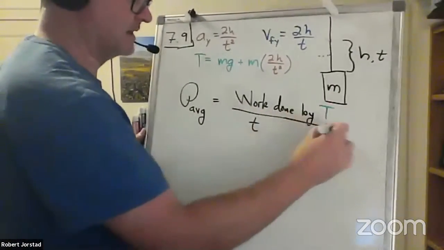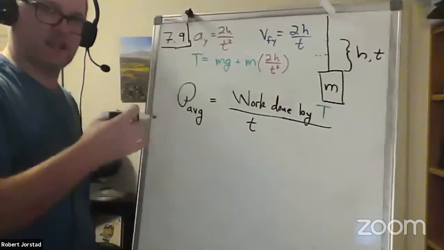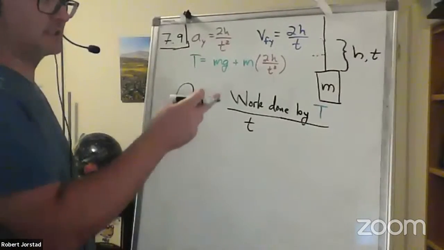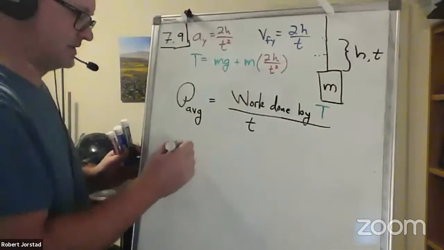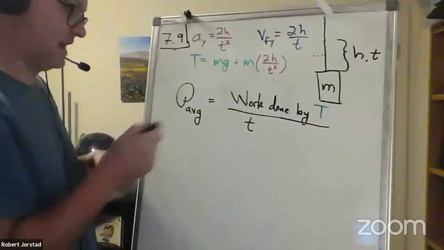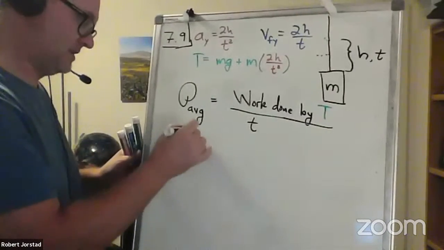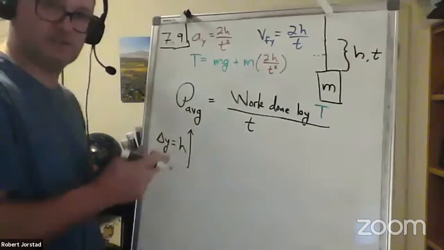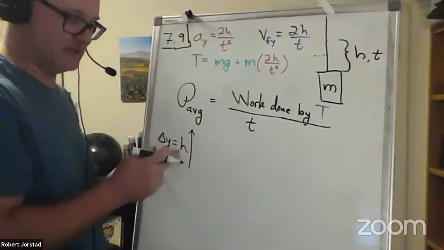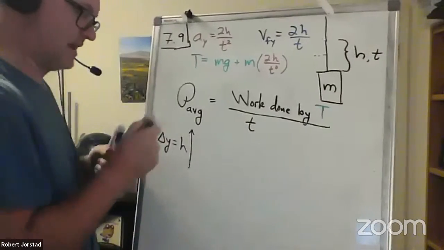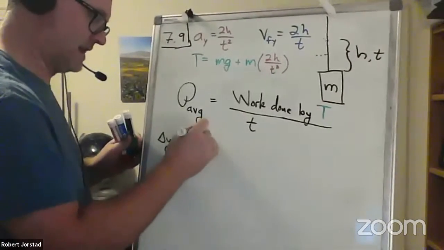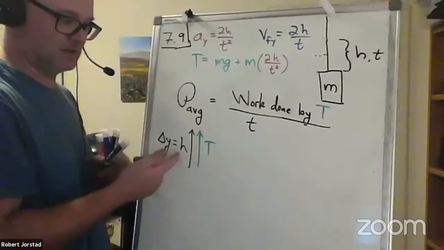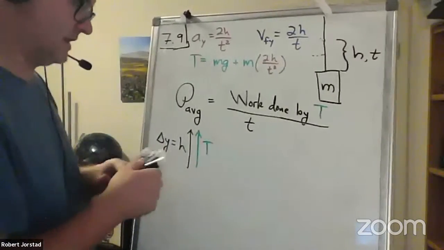So again, there's a little bit of subtlety. By the end of today, you might understand the subtlety and we could revisit this problem. But for now, let's get the work done by the tension force. Well, I know we're going upwards distance h. So the displacement is h in the positive j hat. I know the tension force is upwards, and I know its magnitude. So that just means multiply the tension magnitude by h times the cosine of the angle between.